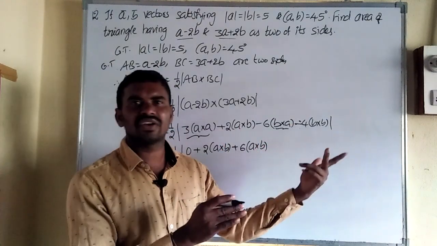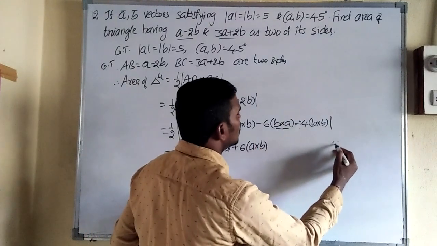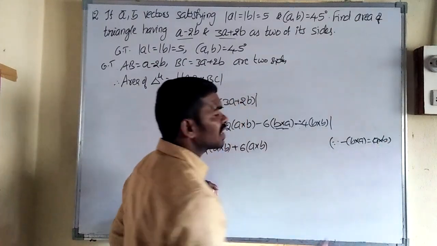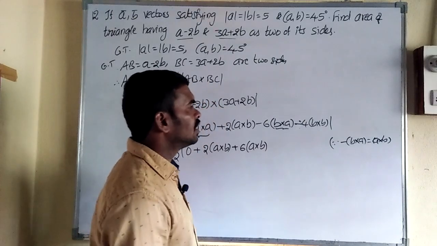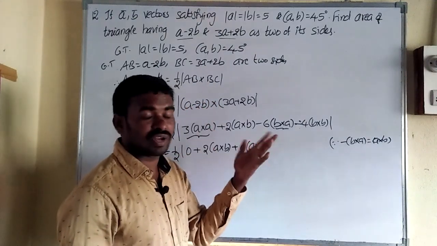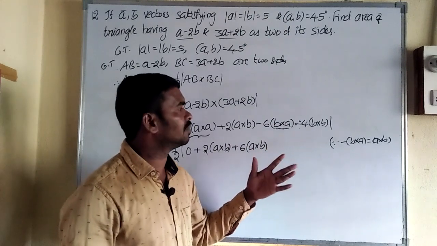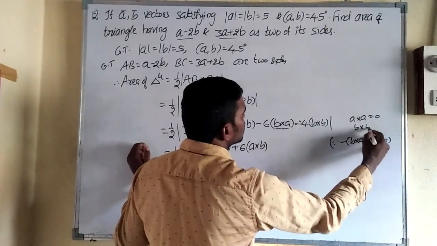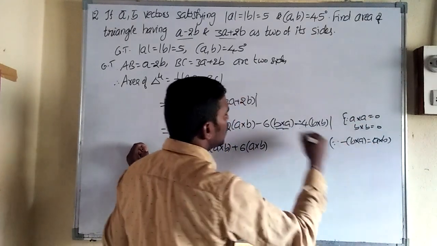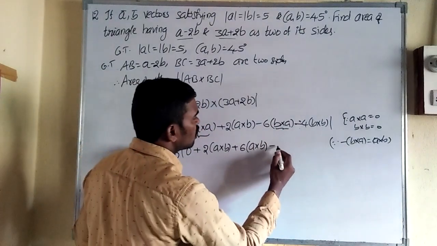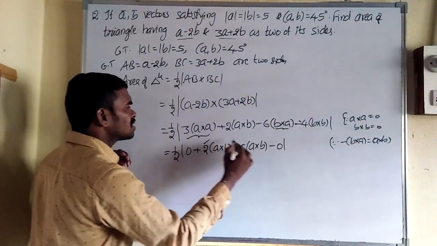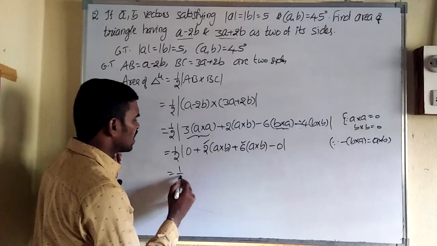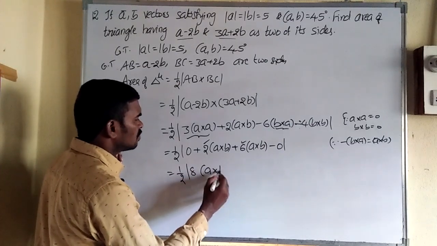a dot b equals b dot a, you can write. But in cross product, minus of b cross a becomes plus of a cross b, or minus of a cross b becomes plus of b cross a. Okay? And a cross a means 0, and b cross b means 0. So these three conditions we applied in this calculation. Next, minus 4 into 0. So now here 2 terms are there, here 6 terms are there. Totally 2 a cross b's and 6 a cross b's, so totally we are getting 8 a cross b terms.